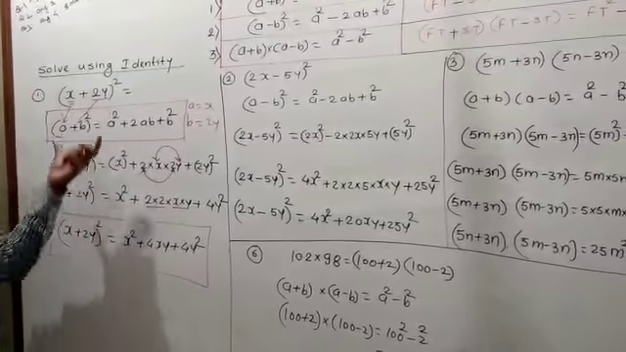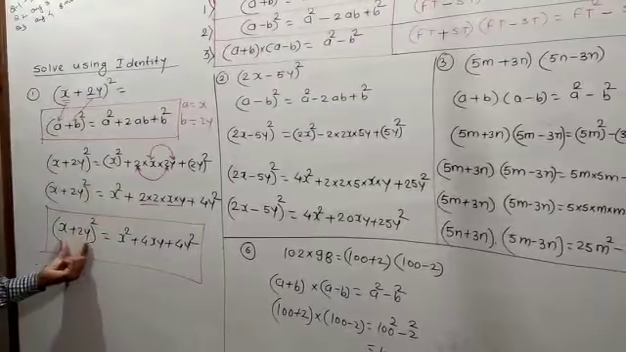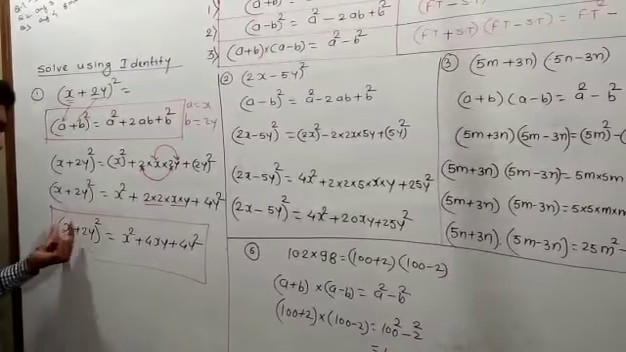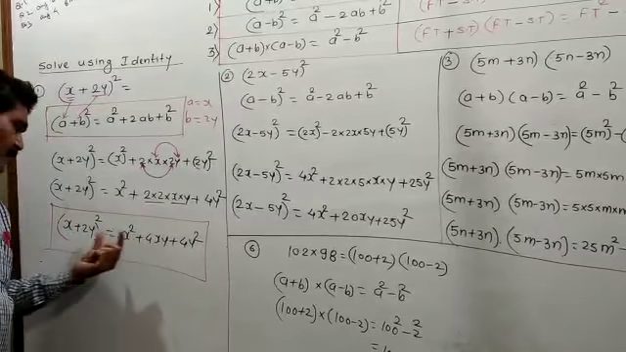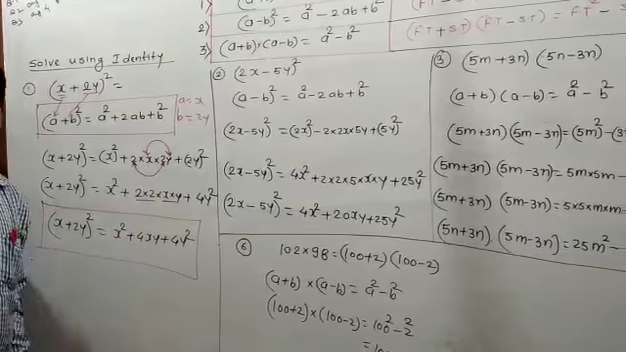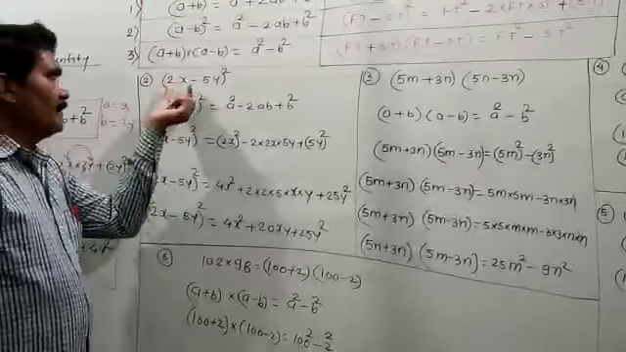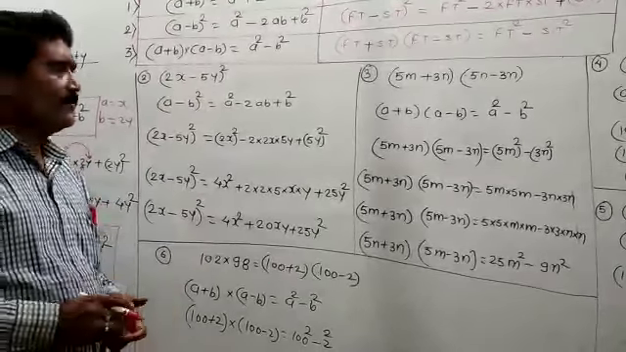This means you have to do the practice. Instead of solving all this, you can directly say: x square, first term square, plus 2 into first term into second term, which is 4xy, plus second term square, which is 4y square. In the same manner, (2x - 5y) bracket square you have to solve.